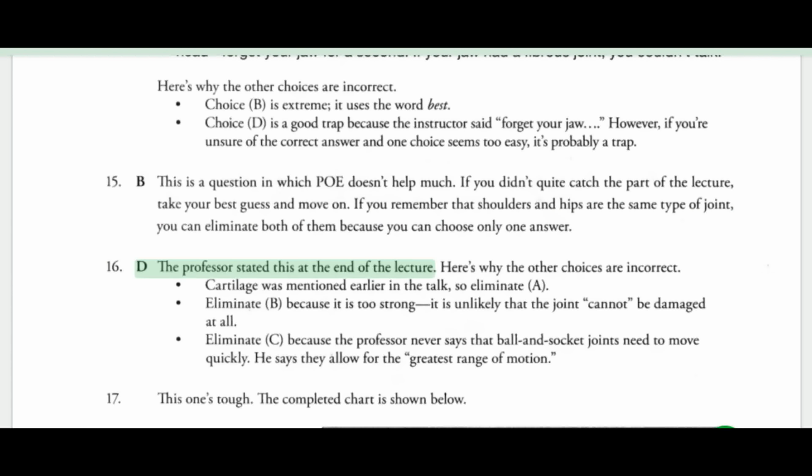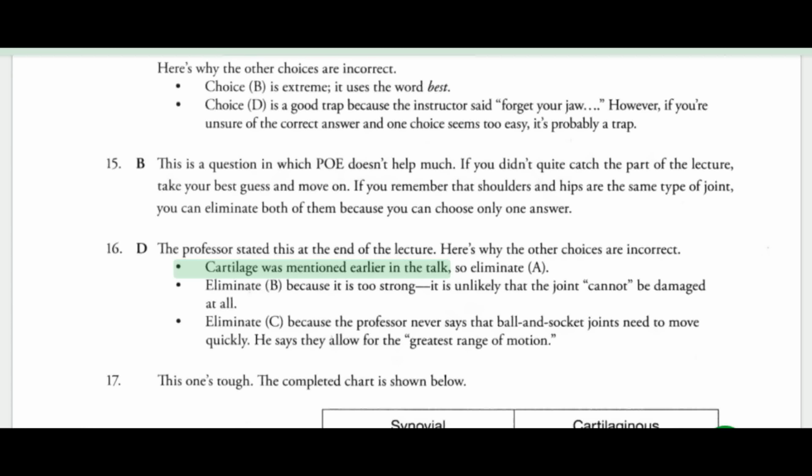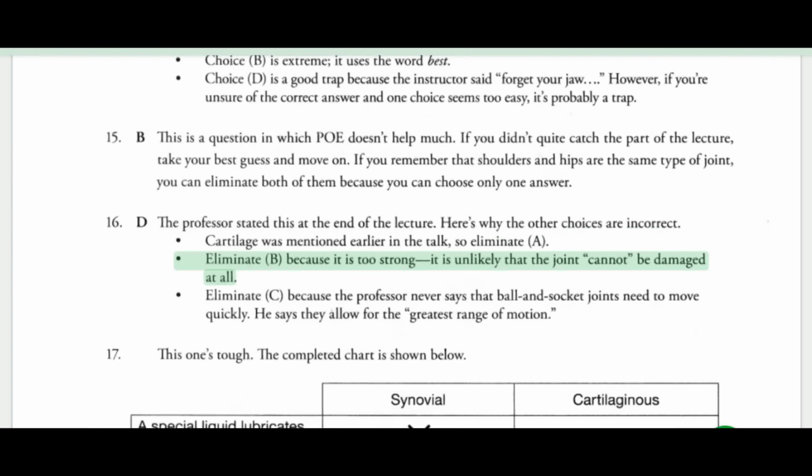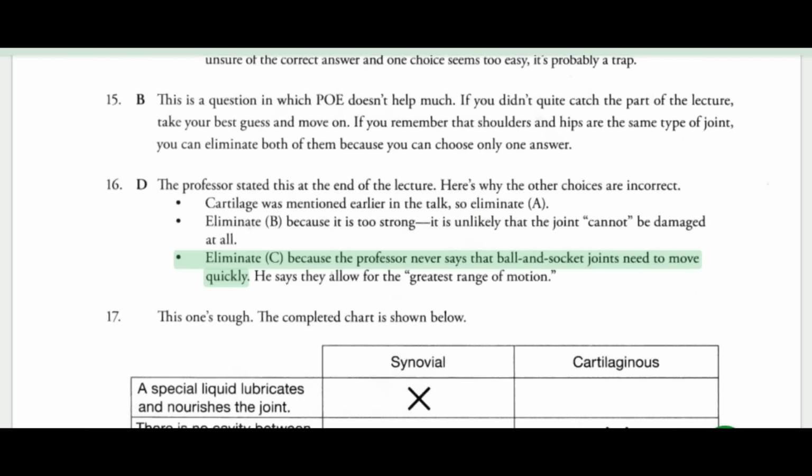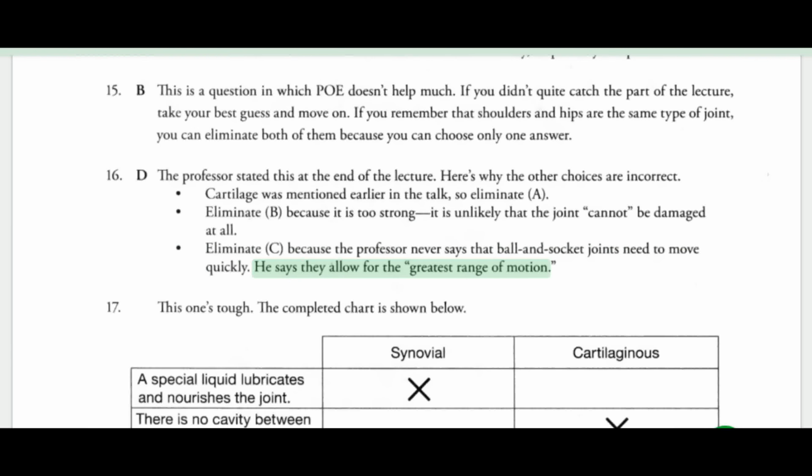16. D. The professor stated this at the end of the lecture. Here's why the other choices are incorrect. Cartilage was mentioned earlier in the talk, so eliminate A. Eliminate B because it is too strong. It is unlikely that the joint cannot be damaged at all. Eliminate C because the professor never says that ball and socket joints need to move quickly. He says they allow for the greatest range of motion.